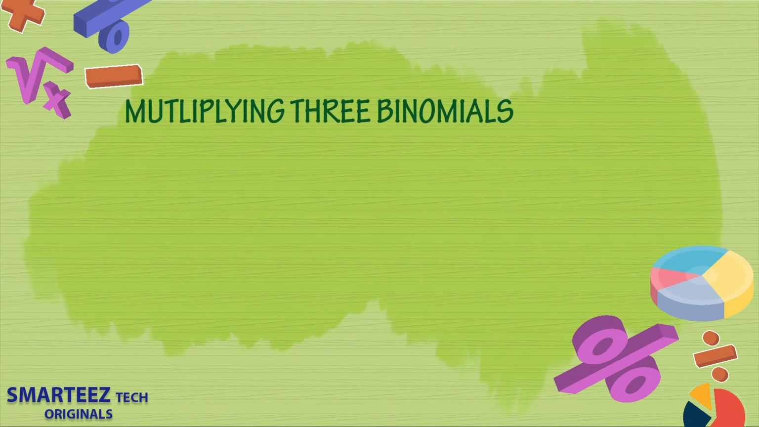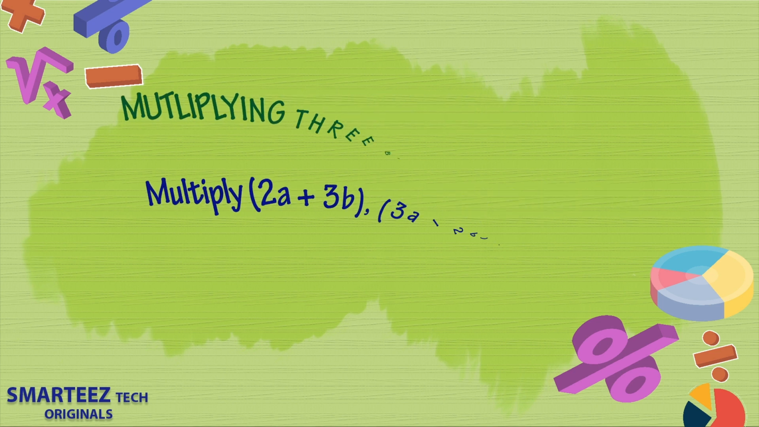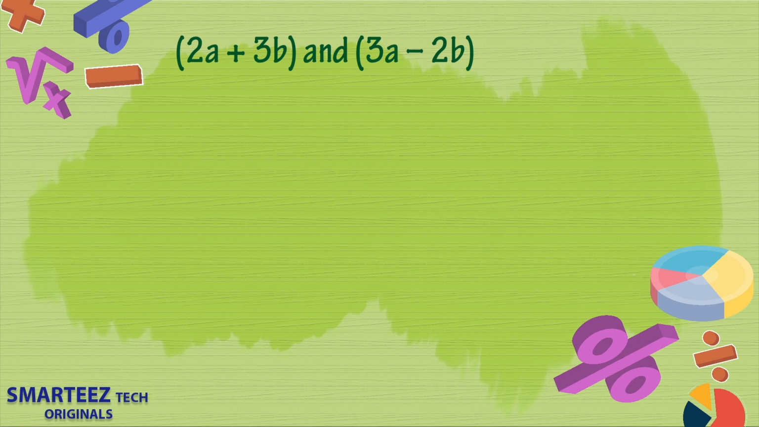Multiplying three binomials. Let's look at an example of finding the product of three binomials. Multiply 2a plus 3b, 3a minus 2b, and 4a minus 3. To find the product of the three binomials, all we do is take two binomials and find the product first, and then multiply the product with the last binomial. Let's start with the first two binomials, namely 2a plus 3b and 3a minus 2b. Pay attention to the arrows again.